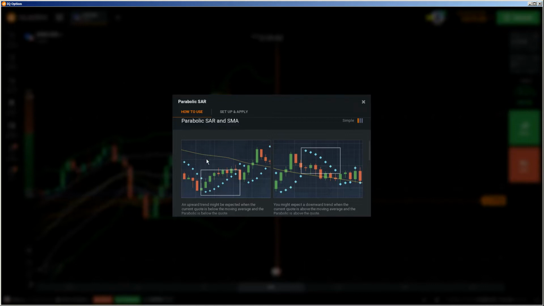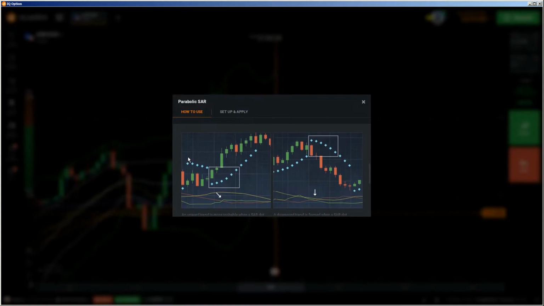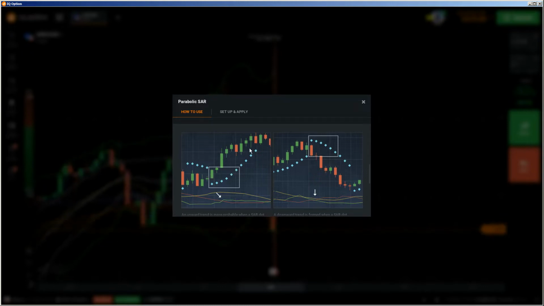Something like if the price is below the moving average and the dots are below the price, we are going into an uptrend. And if the price is above the moving average and the dots are above the price, we are going into a downtrend. This one is a combination of parabolic SAR with the ADX, which I have already discussed. If the green line crosses the red line, yes, and the trend strength is high, and the dots are below the price, we have an uptrend.